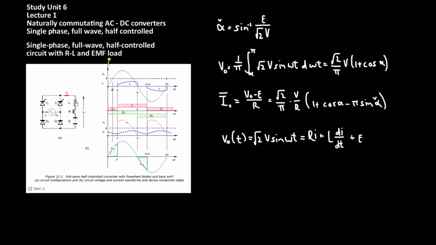Applying Kirchhoff's voltage law to this loop allows the output current to be characterized in the time domain. By Kirchhoff's voltage law, the sum of the voltages at this node must equal the sum of the voltages in this branch, which is simply root 2 V sine omega t, the input signal, equal to the voltage over each element.